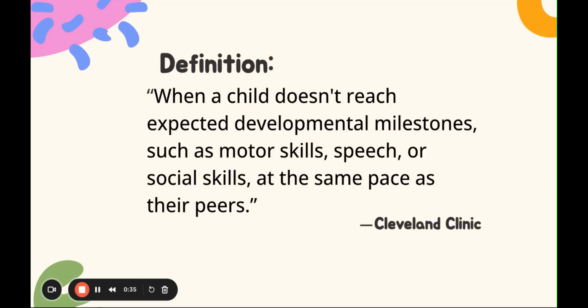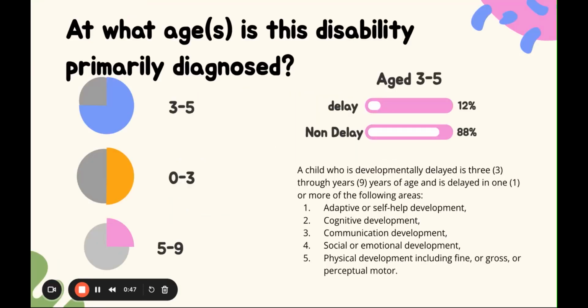A more specific definition is when a child does not reach expected developmental milestones such as motor skills, speech, or social skills at the same pace as their peers. At what age is this disability primarily diagnosed? As I said earlier, we are focusing on 3 to 5. About 12% of students around this age have a delay, with 88% not having a delay.